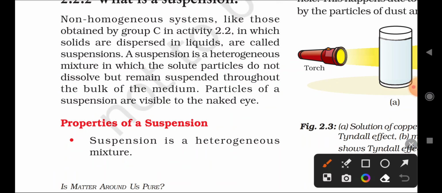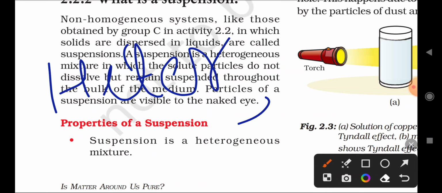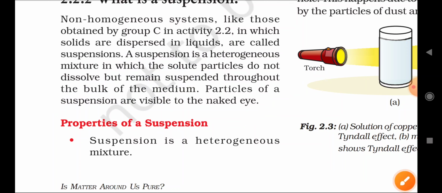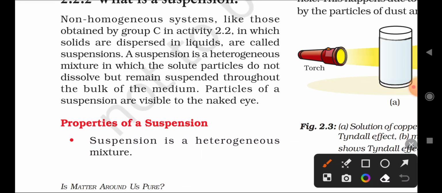So a simple experiment is there. What is suspension? Suspension is a heterogeneous mixture, and the solute particles do not dissolve completely but remain suspended in the bulk of the medium, and we can see them very easily with our naked eyes. This is called a suspension.